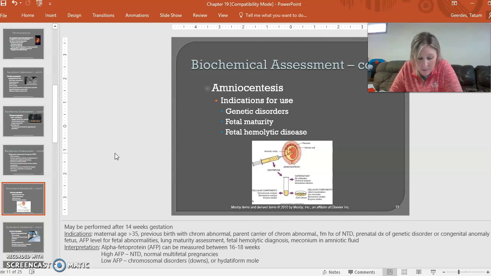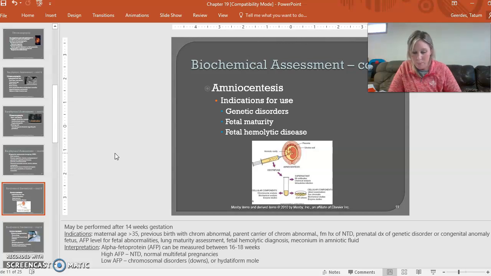We can also use it to assess fetal lung maturity. A lot of times we're really specifically looking at the L/S ratio, and that's going to tell us a lot about surfactant production. And then we can also assess for hemolytic disease, like I had mentioned before. All right, I'm going to keep moving on.